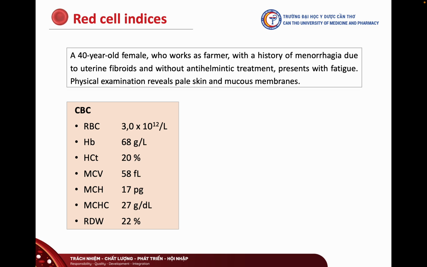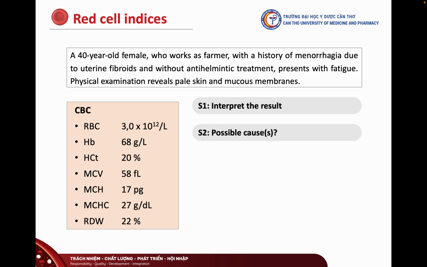Now let's take a look at the lab results. Analyzing the results reveals that this is a case of microcytic and hypochromic anemia. And when we see this pattern, we usually think about 3 common causes: the iron deficiency anemia, thalassemia, and chronic inflammation. Then, how do we narrow it down? The patient had a chronic blood loss from the menorrhagia, and she is a farmer and she has no deworming history, so helminth infection is also possible. Both of these factors point strongly toward the iron deficiency anemia.